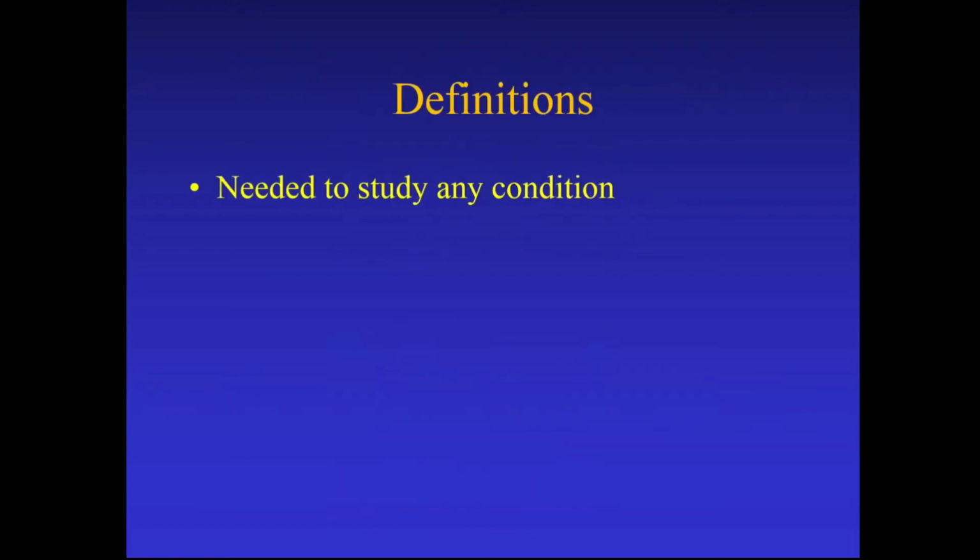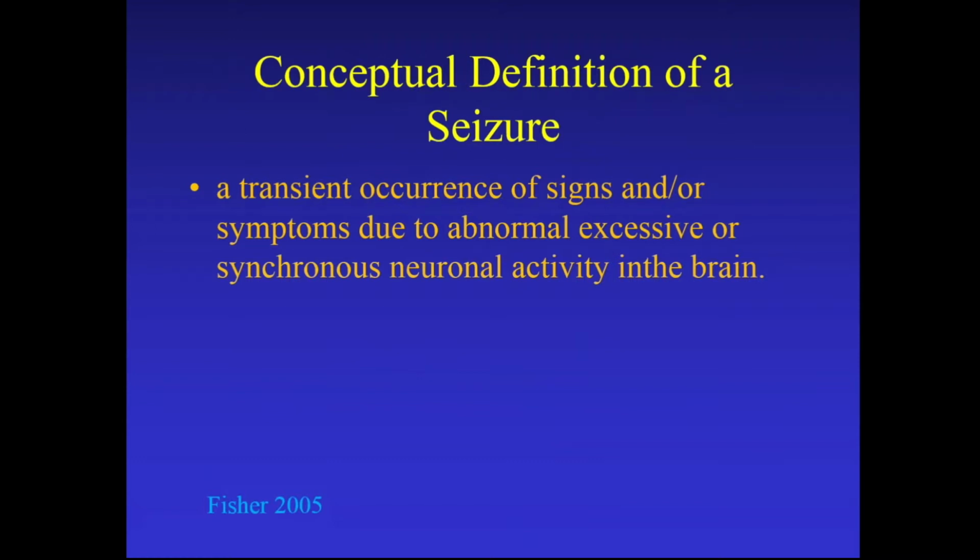So, we have conceptual definitions of a seizure: a transient occurrence of signs and/or symptoms due to abnormal, excessive, or synchronous neuronal activity of the brain. I don't think there would be a huge amount of arguing about that. That came from Fisher, but I think that there are several other references, including one of my own some 40 years ago.